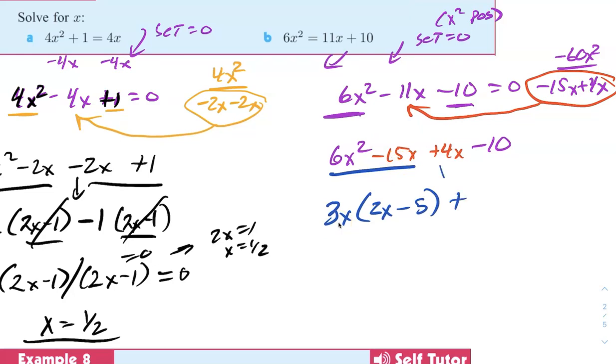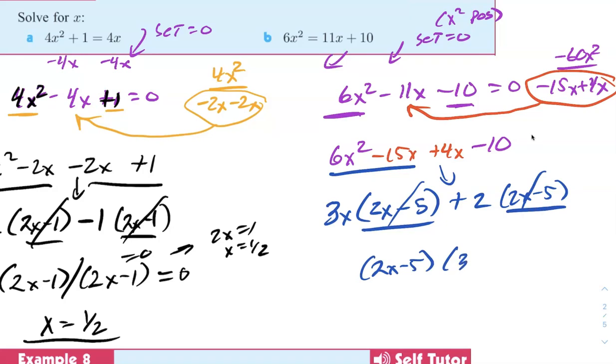We're always bringing down the middle sign. 4x minus 10. So factor out the 2. I get 2x minus 5. Those match. Pull those out and look what's left over. 3x plus 2. Set equal to 0. I thought I was done for a second. Looks like I gotta solve it.